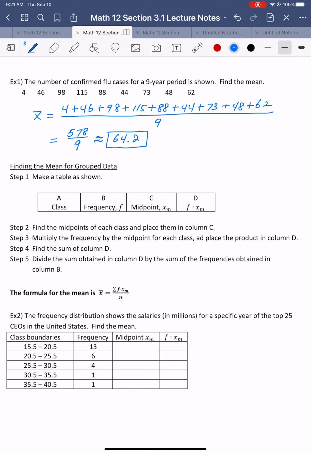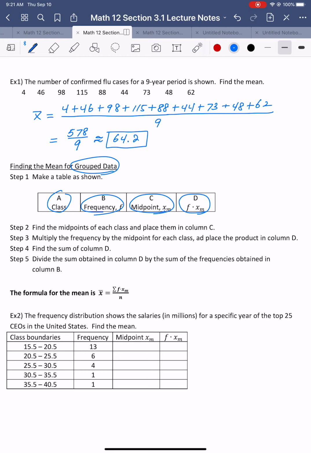Find the mean for grouped data. Now you have a lot of data. Before, we added all the data values, but with 10 or 100 or 1,000 values, we might want to make classes first. So make classes, then find the frequency. The best number to represent each class is the midpoint. So you find the midpoint and multiply by the frequency. The midpoint will be the total value of that class.